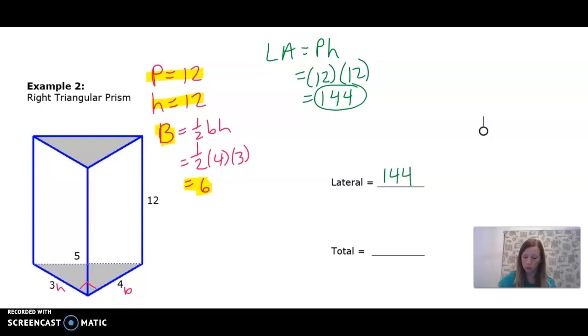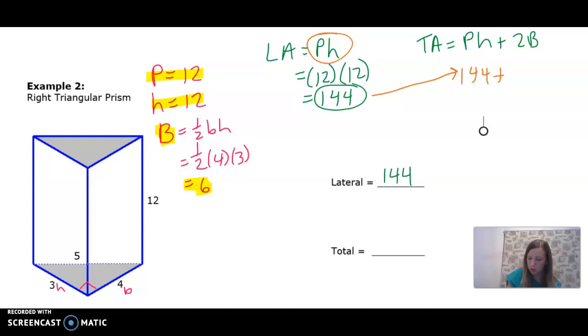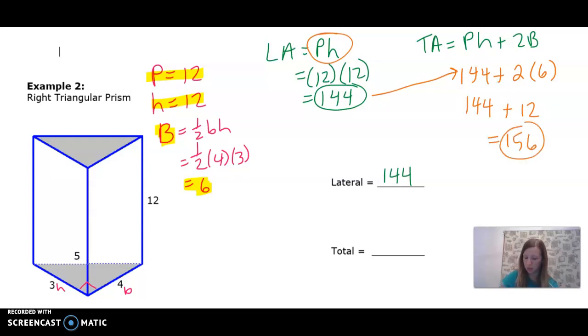So to find total surface area, it is PH plus 2B. Well, we already found PH, didn't we? It was 144, so we already know this. Now we just need to plug in what the area of our base is. Okay, the area of our base we already found was 6. So 2 times 6 is 12. And then we're just going to add those two together to get 156 units squared.